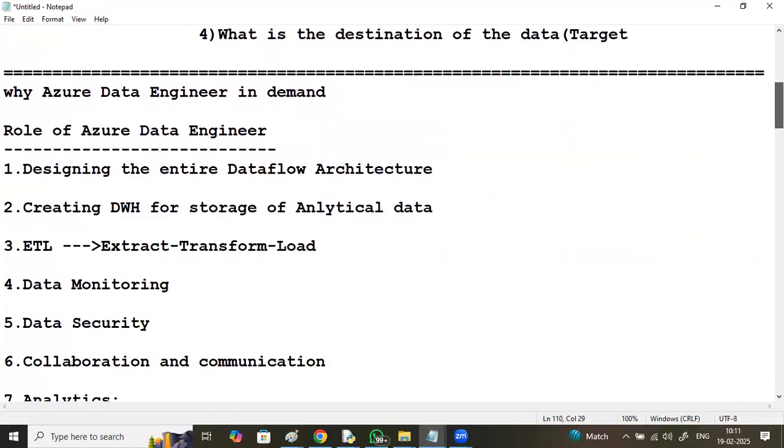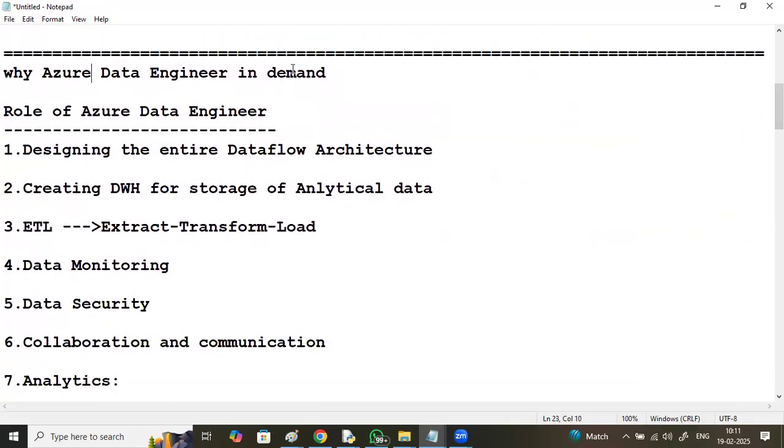Why is Azure data engineering in demand today? Why is an Azure data engineer required, and why is an Azure data engineer in demand? The Azure data engineer has many roles. If you take any organization that wants to increase its business revenue, they are going to hire two people mainly: an Azure data engineer and a data scientist will be the two main people in an organization.